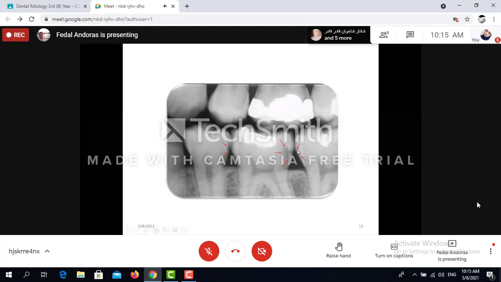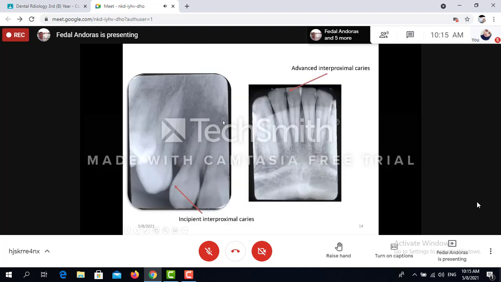Again, you see the incipient one, or even sometimes some eyes will read this as moderate, reaching the dentino-enamel junction, not passing it. This is the incipient one. And we have the advanced one, passing the dentino-enamel junction into the dentine, but not more than half. And I will show you later some images that pass half to be severe. So this is very important.